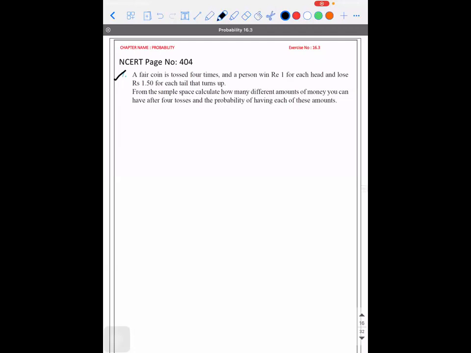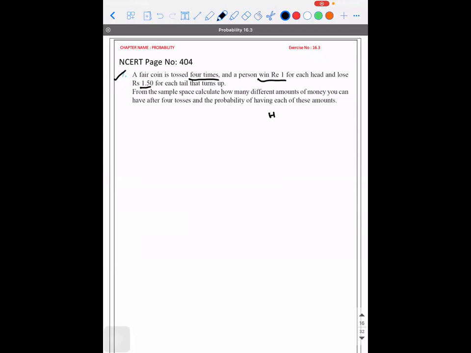Next. A fair coin is tossed 4 times and a person will win rupee 1 for each head and lose rupees 1.50 for each tail that turns up. From the sample space, calculate how many different amounts of money you can have after 4 tosses and the probability of having each of these amounts. So a fair coin is tossed 4 times, sir. So what will be the sample space?